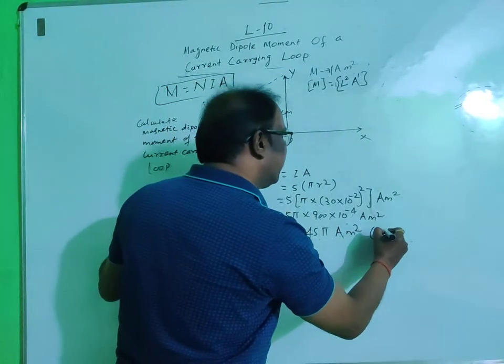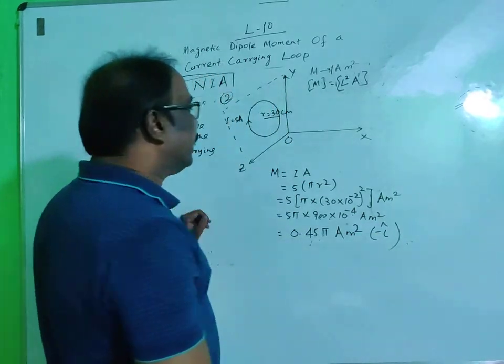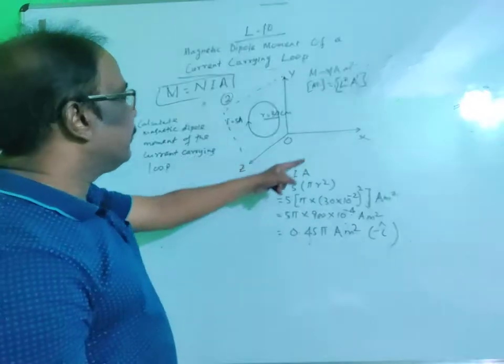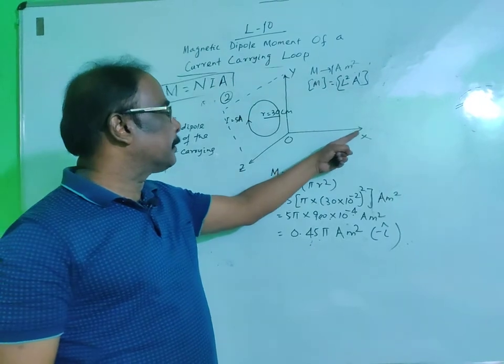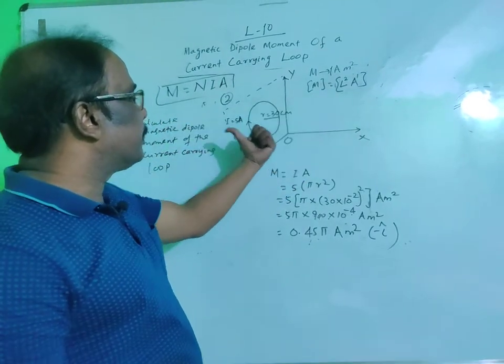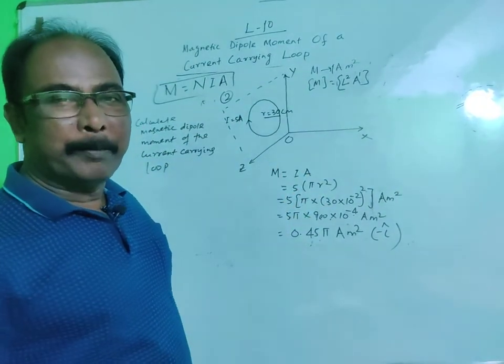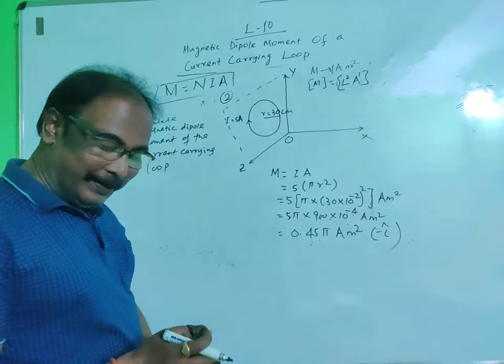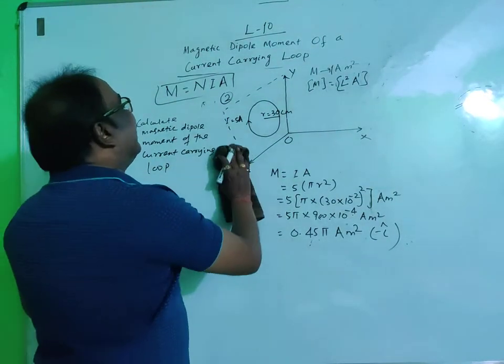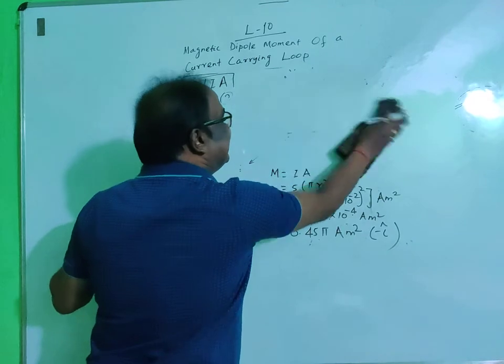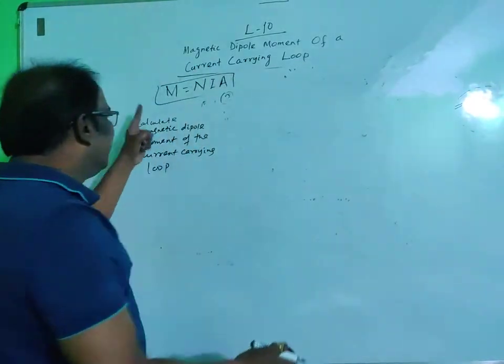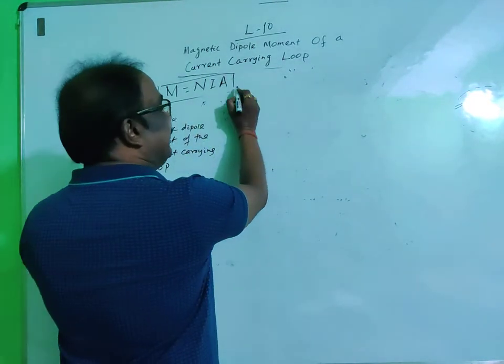So direction you may take as minus i cap. Unit vector along positive x-axis is i cap, and along negative x-axis this is minus i cap. Okay. The next question. I am just erasing this. Question will be the same. Question number 3.